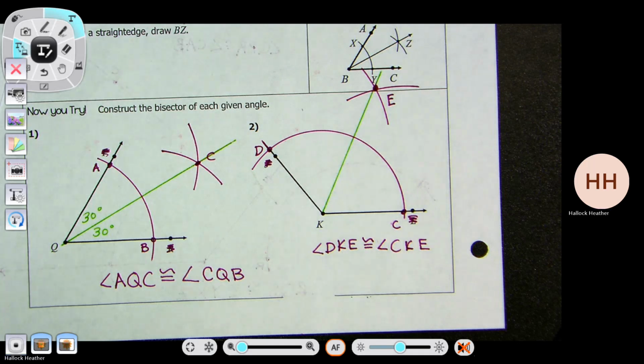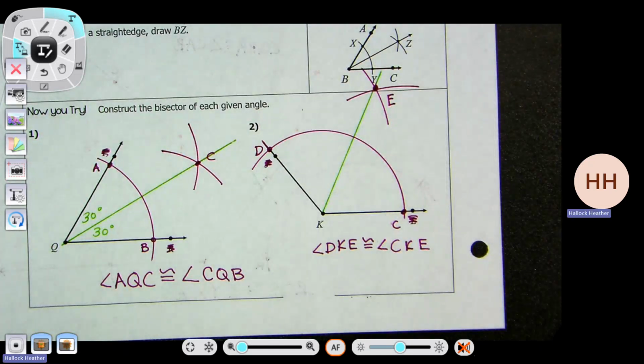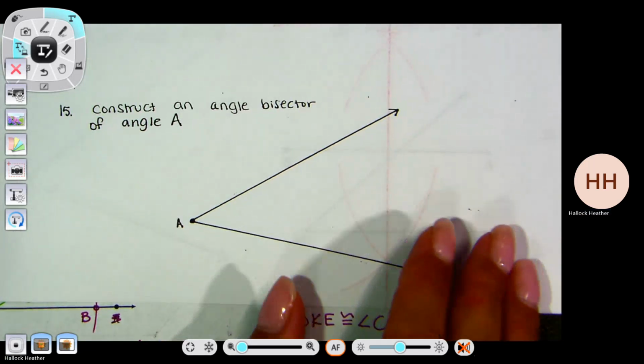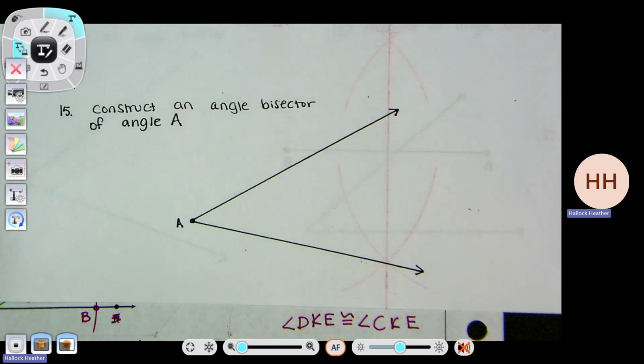Okay. Let's go to the classwork. Let's go back to number 15. That's where we left off. So you're going to make an angle bisector on number 15 because it says construct an angle bisector of angle A. So exactly what we just did. You're going to draw an arc.